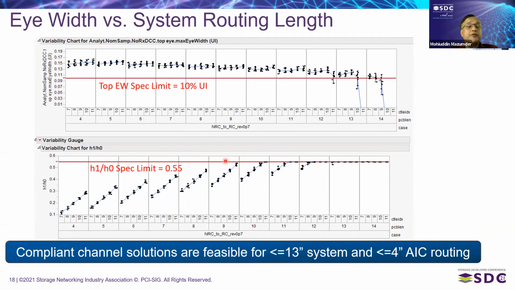So this demonstrates that with the spec-defined transmitter, receiver, and channel, and still keeping the DFE limit to control the DFE burst error, we can achieve 13-inch system routing and 4-inch add-in card routing without a retimer, and hence we can support a wide volume of usages of PCIe and bring doubling of the data rate and doubling of the bandwidth.